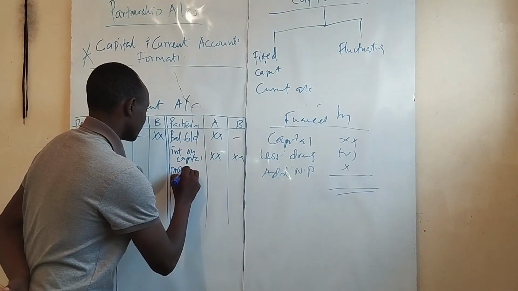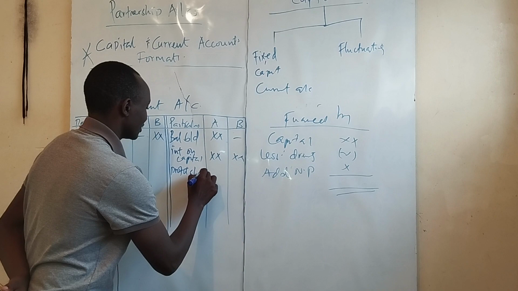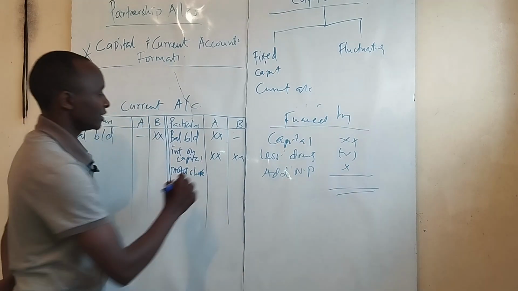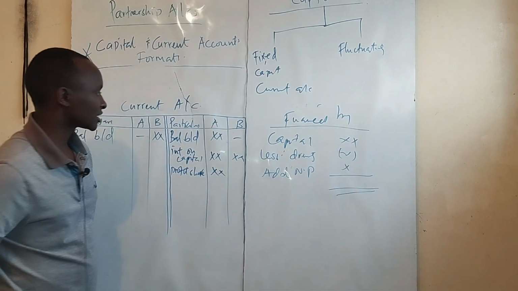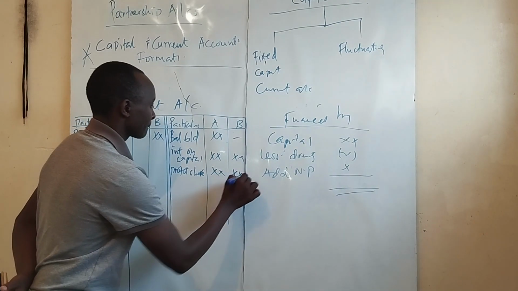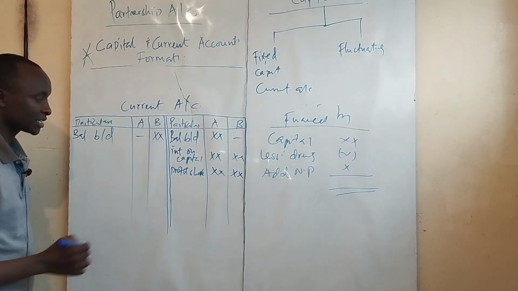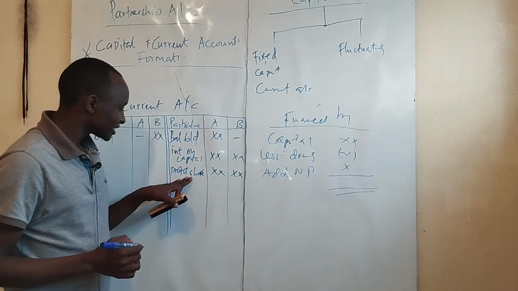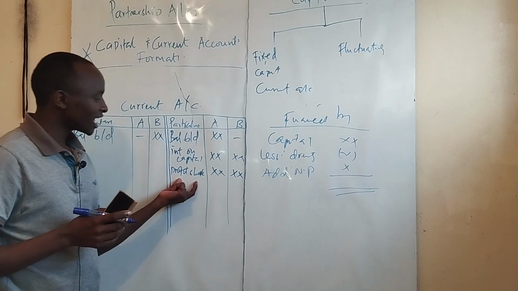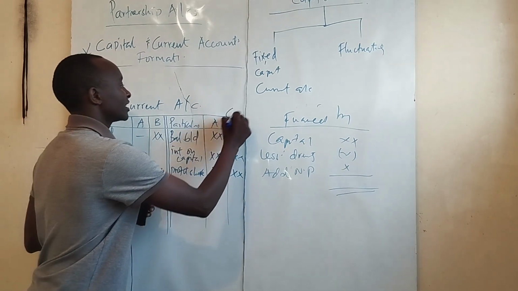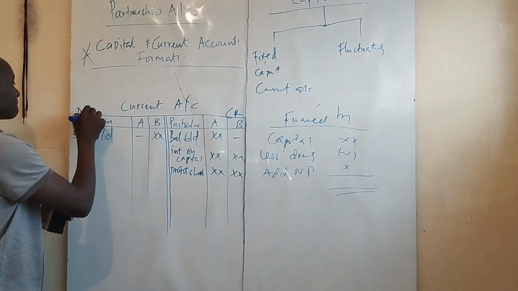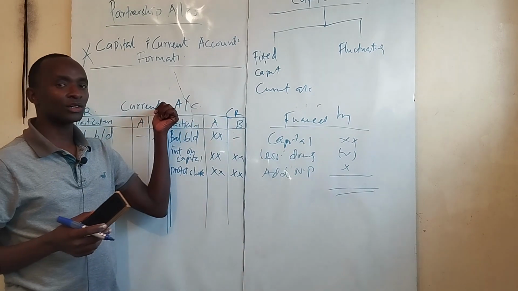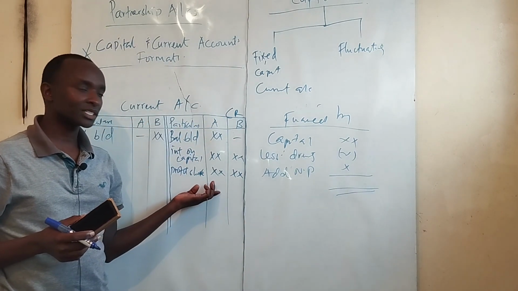Profit share. Maybe partner A received a certain profit, partner B the same case. So what I mean, these are this side of credit. This is the credit side, this is debit. This credit side of the current account records the benefits of the partner.